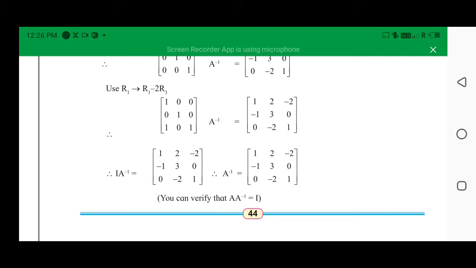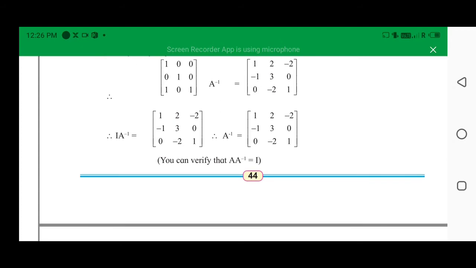Now this matrix is the identity matrix. So you will get the other matrix as A inverse, that is the I matrix. So A inverse is equal to the matrix obtained. Therefore the A inverse is equal to 1, 2, minus 2, minus 1, 3, 0, 0, minus 2 and 1.